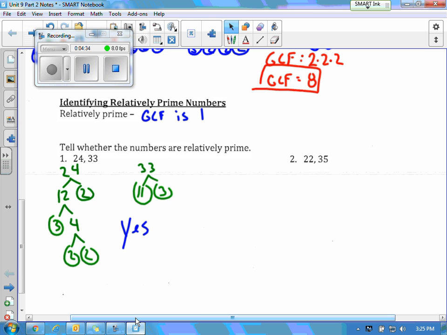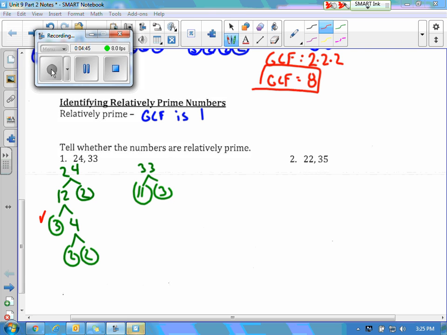Except I was just wrong on all of it. So Katie Palmer distracted me, and I didn't know what I was doing. I completely messed up. If you look, they both have a 3 in common. So since 3 is a factor, these are not relatively prime. Okay, it wasn't really Katie's fault.